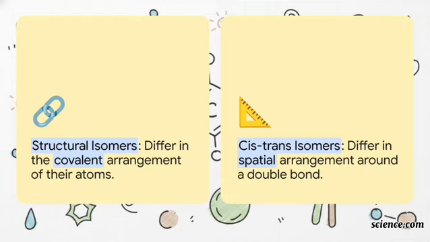Structural isomers are when you just connect the bricks in a different order. Cis-trans isomers are a bit more subtle. They're about how the pieces are arranged in space around a double bond. And that tiny difference in arrangement can mean a huge difference in how the molecule actually works.